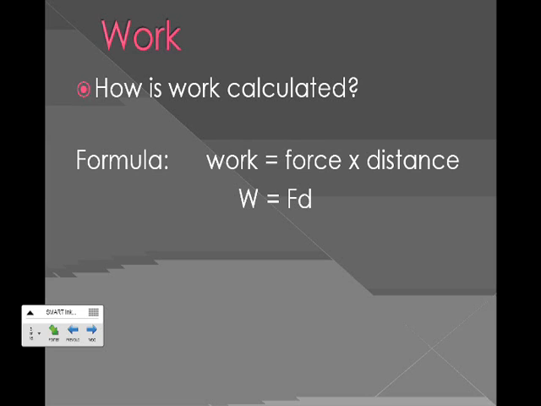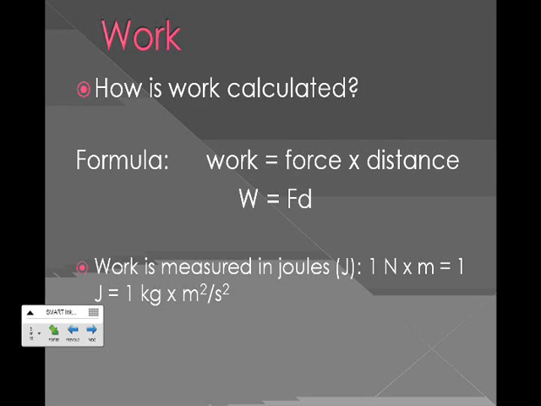Now, how do we actually calculate work? Work equals force times distance. And if you'll remember, we calculated force in the last unit, and force is always measured in newtons. So it's going to be force times distance, which is W equals F times D. The unit for work that we measure in is joules, and we abbreviate joules with a J. So if I wanted to say that 50 joules of work was being done, I would say 50 J, because that would be 50 joules.